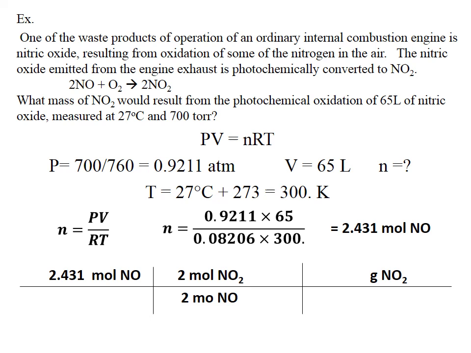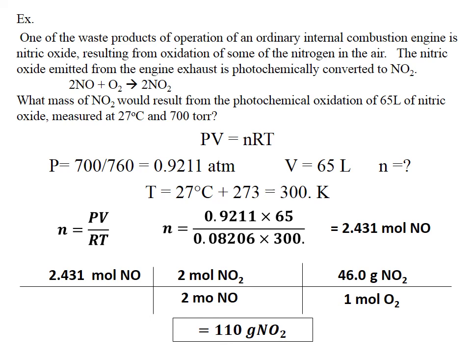We want to go from moles of the nitrogen dioxide now to grams of nitrogen dioxide. There are 46 grams of nitrogen dioxide in 1 mole of nitrogen dioxide. And we go ahead and solve this problem, which would simply be 2.431 times 46. That gives us approximately 110 grams because we've rounded off to our 2 significant figures.